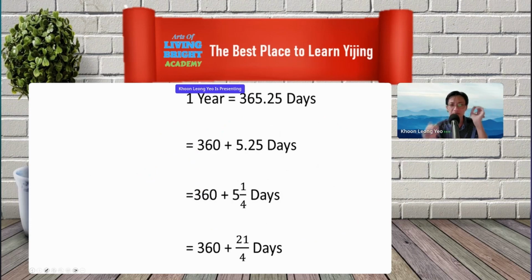Now, mathematics. 1 year equals 365.25 days, right? Or it can also be written as 360 plus 5.25 days. It's the same, just a matter of representation. Or it can also be represented as 360 plus 1 over 4 days. Or another representation, 360 plus 21 over 4 days, the improper fraction.